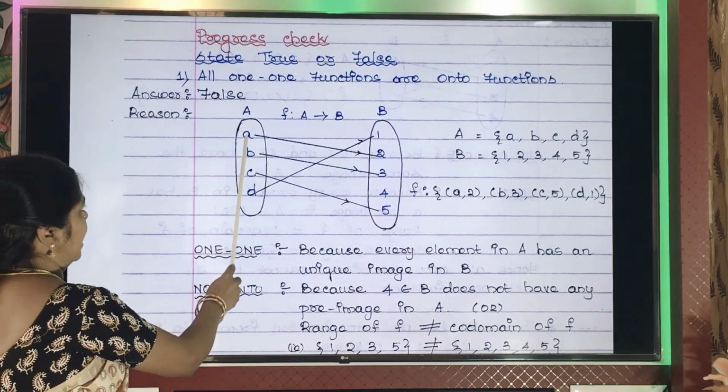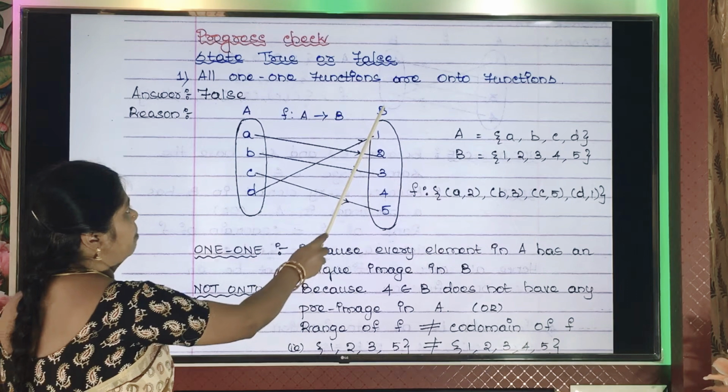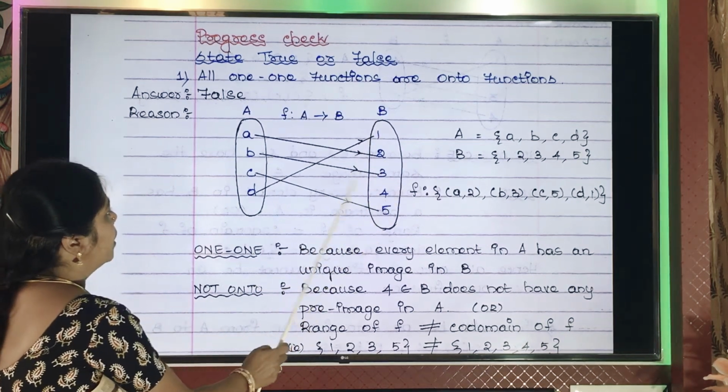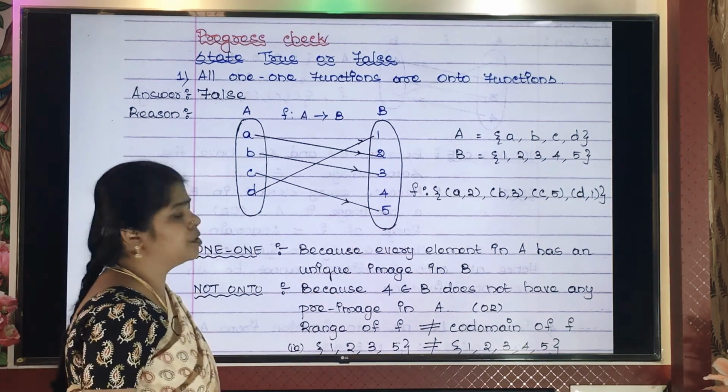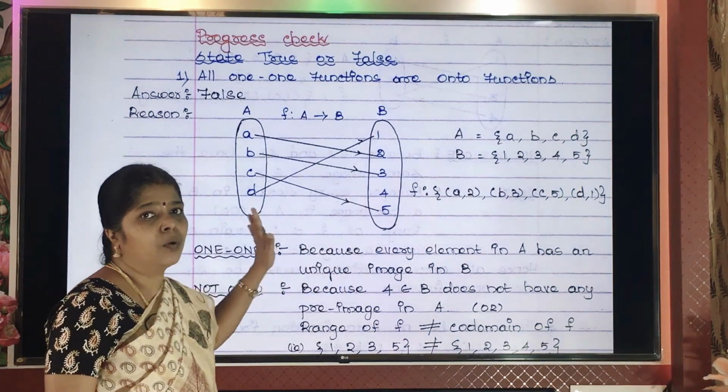See, set A has A, B, C, D as its elements and set B has 1, 2, 3, 4, 5. You can see A, B, C, D, everything is getting mapped to different elements. Therefore, this is 1 to 1.